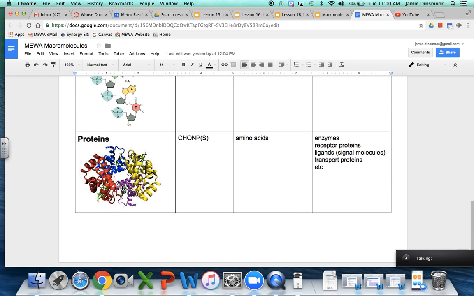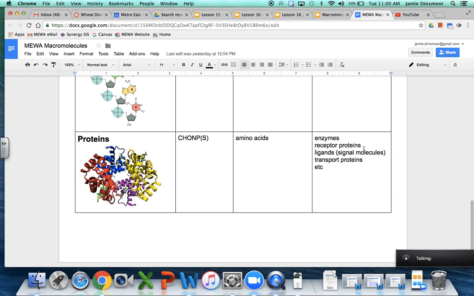Proteins, right? Another complicated looking protein here. They're made of amino acids. Examples include enzymes, right? We're going to spend a lot of time talking about enzymes. We're even going to do a lab to show how enzymes work. They break apart and build molecules inside the body. Receptor proteins, right, on the surface of cells and other molecules. There are proteins that act as signals, right?